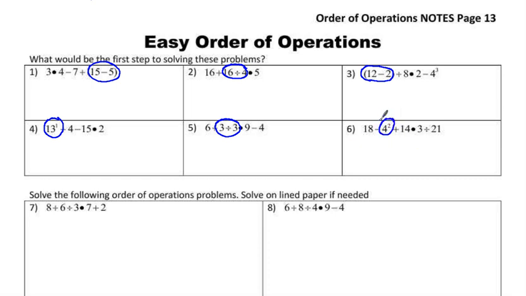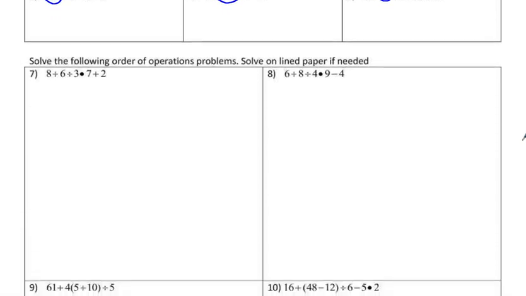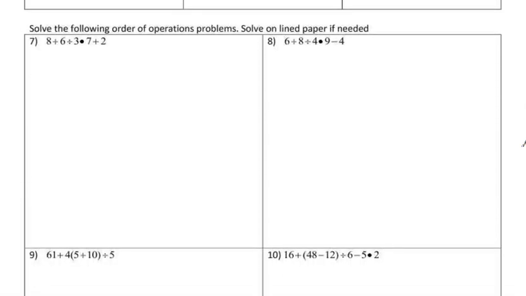And then if I look at number 6, I have no groupings, but I do have this exponent of 4 to the second power. Okay, so what I would like for you to do next is I want you to do some practice with solving order of operations problems. I want you to pause the video, do number 7 and number 8 on your own, and unpause it when you're ready to check it.